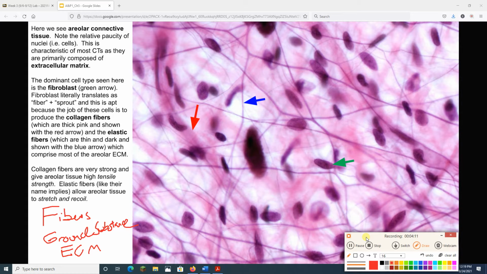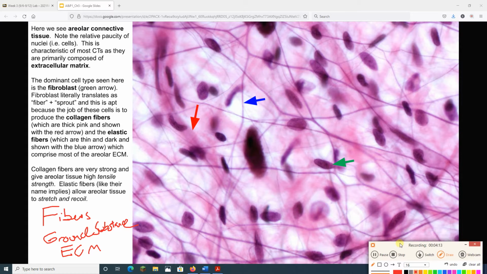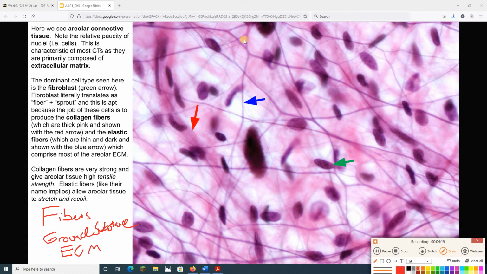All right. We snuck a little connective tissue background in there, didn't we? So this is a type of connective tissue. It is called areolar connective tissue. I do see nuclei of cells, but not nearly as many as I would see in epithelial tissue, because connective tissues are typically dominated by extracellular matrix.